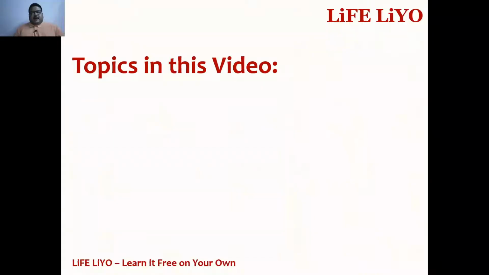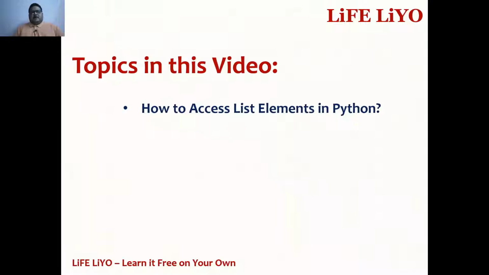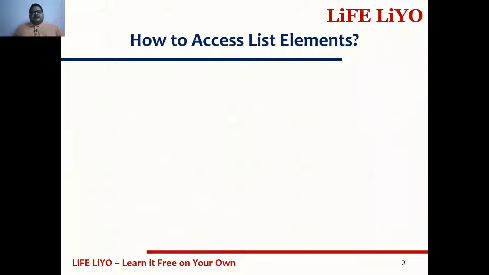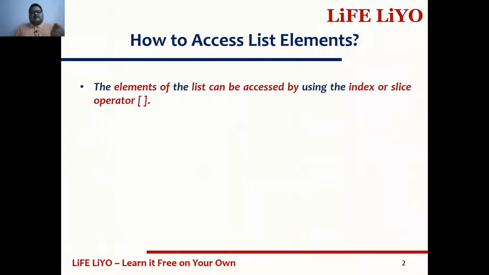In this video, I am going to discuss how to access list elements in Python, what is forward indexing, and what is backward indexing. In the last video, we saw how to create a list in Python. Now after the creation, what do we have to do? We have to access the elements or items of a list. To access them, we have to use an operator called the index operator or slice operator. So the elements of the list can be accessed by using the index or slice operator.